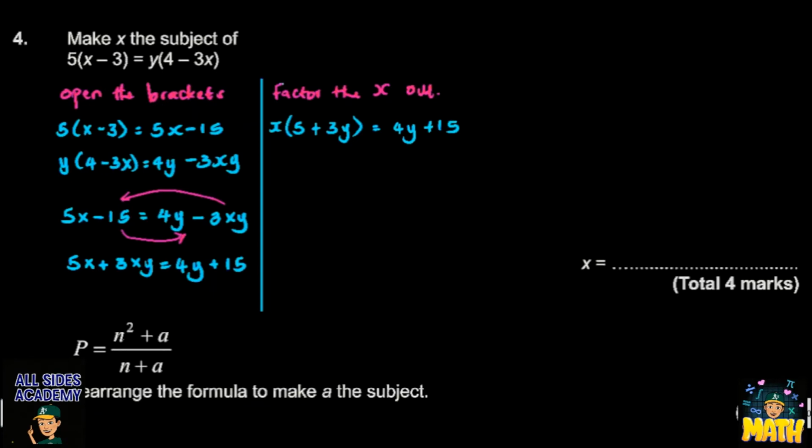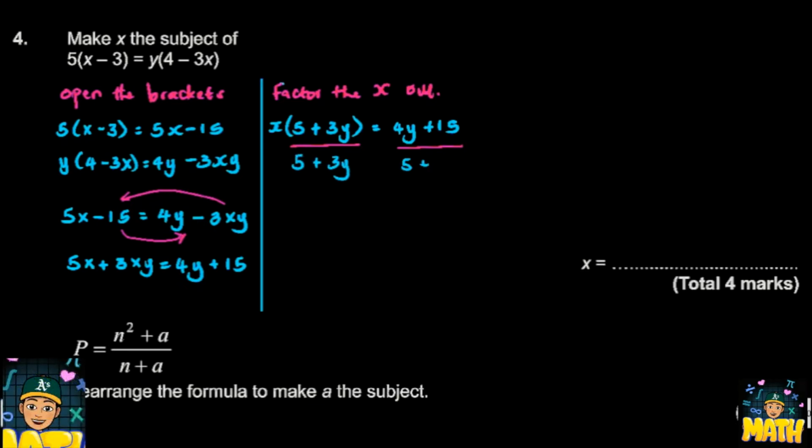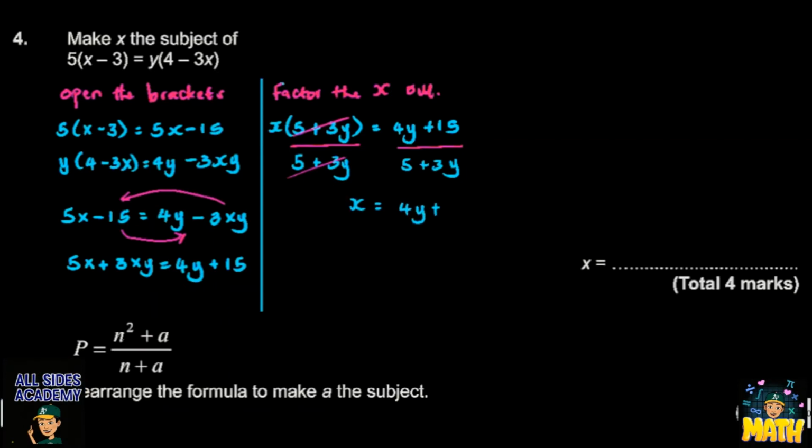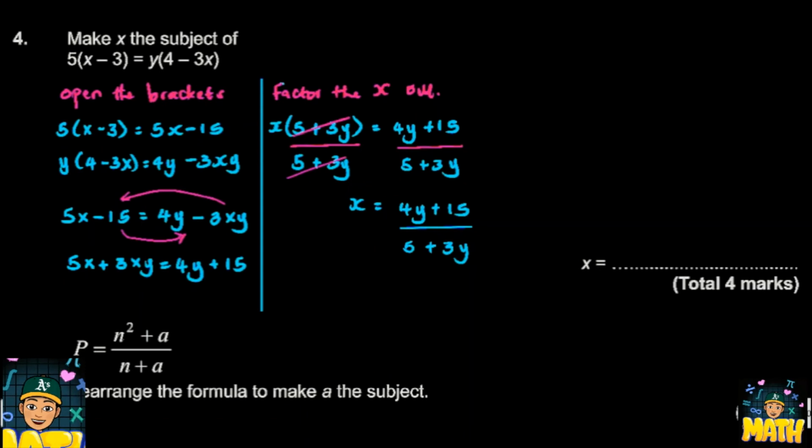Now I want to take this bracket to the other side. It's been multiplied to the x. So what I do is the opposite, which is division. So I divide both sides by that bracket. The first on the left will cancel out, and then I will remain with x equals to 4y plus 15 over 5 plus 3y. And that way I have made x the subject of the formula.